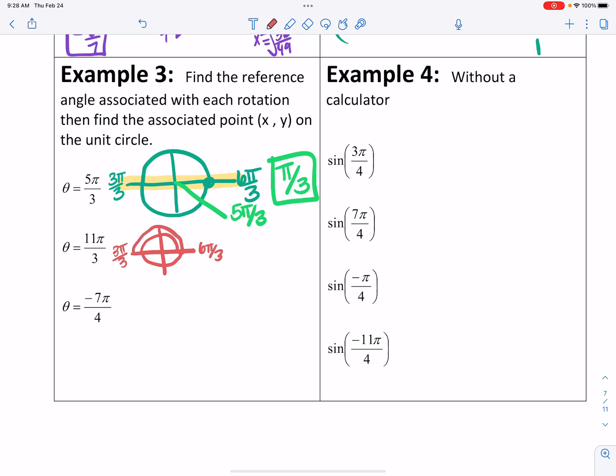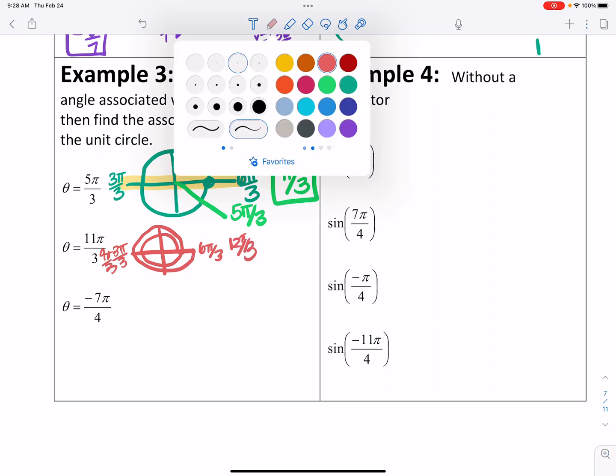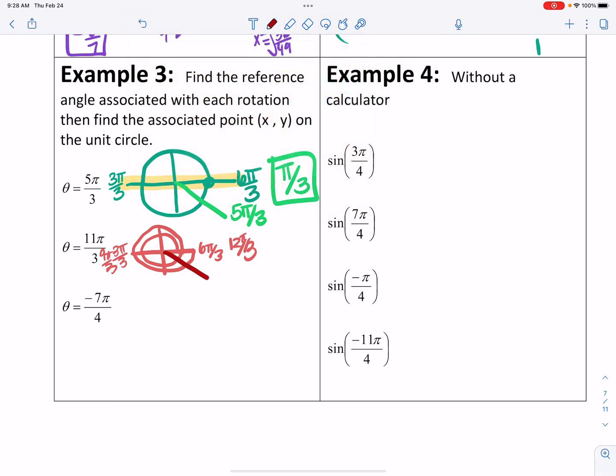So then I'm going to go 9 pi over 3. And then I'm going to go another one. So this is 12 pi over 3. Well, 11 pi over 3 would be right here. So my reference angle is pi over 3. That's how we did these when we did them in degrees. You thought about how close it was to the nearest x-axis.